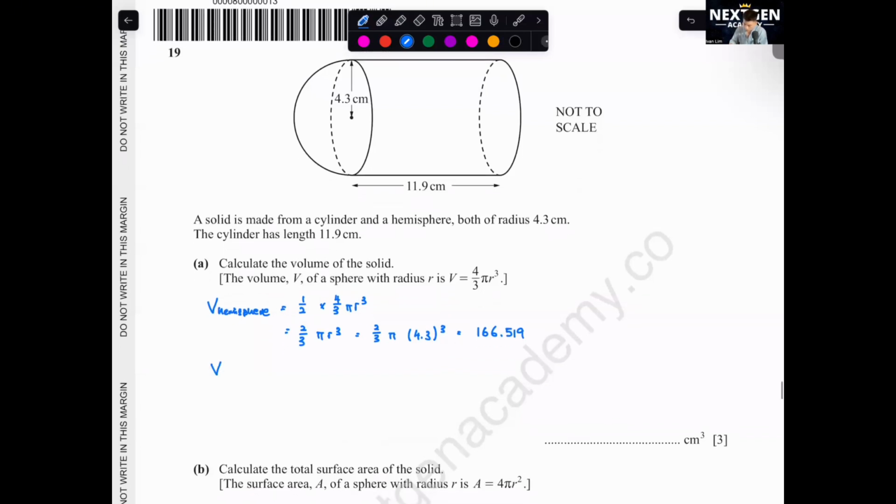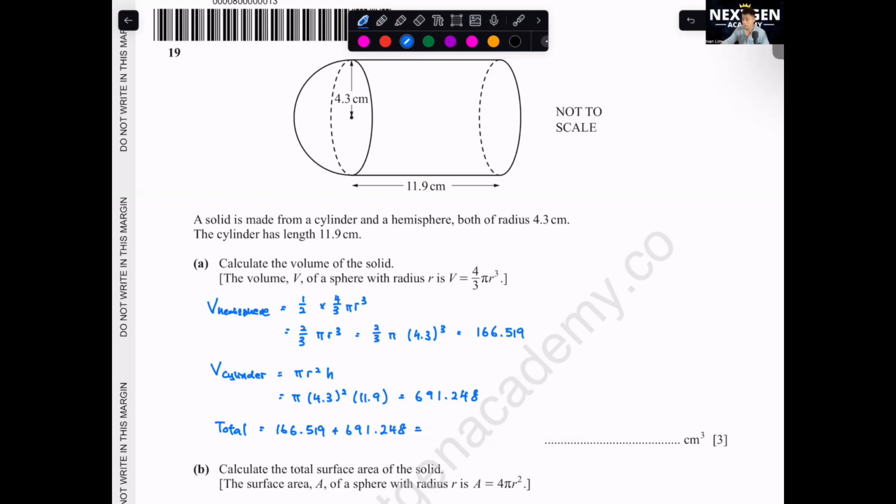Then the volume of the cylinder. What's the volume of a cylinder? This one you have to memorize. Pi r squared times height. Pi times 4.3 squared times height 11.9. 4.3 squared times 11.9 times pi will be 691.248. For the total, you add it up: 166.519 plus 691.248.